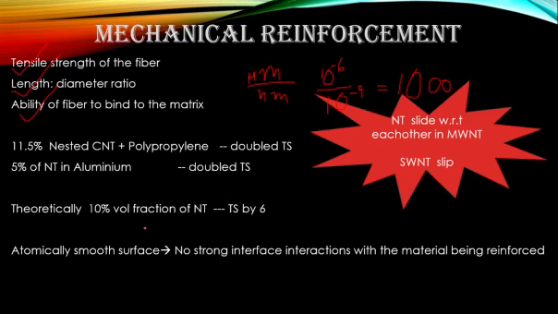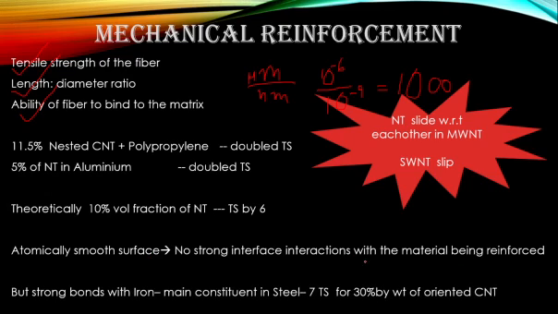So carbon nanotube has an atomically smooth surface, so there is no strong interface interaction with the material being reinforced, but it has strong bonds with iron, and it already has iron as a catalyst in the synthesis process. So with the presence of iron, which is a main constituent in steel, you can see a 7 times increase in tensile strength for 30% of carbon nanotube added to the steel.